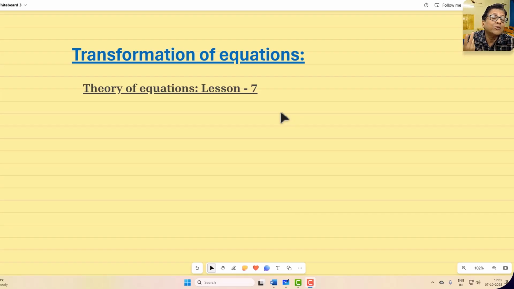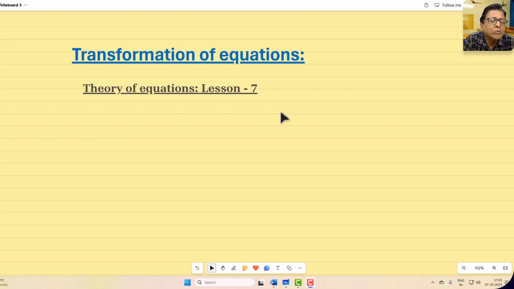Then the question is why this transformation is required. The problem is with the given equation: its roots are not easy to determine, and it's not very easy to predict the nature of the roots. So by transforming the equation into another form, we can predict the roots of the given equation.